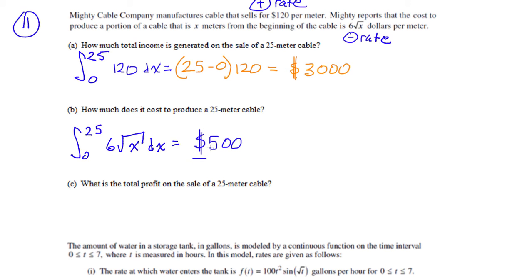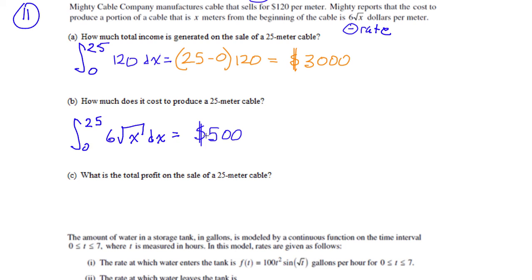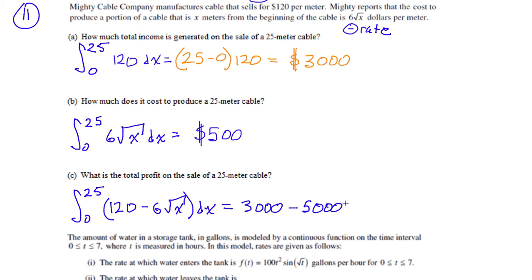$500. My units are the money symbol, right? And then the total profit is your positive rate minus your negative rate. So it's $3,000 minus your $500. The formal way of saying that in terms of your integral is the integral from 0 to 25 of your positive rate, 120 (making $3,000), minus the negative rate, 6 square root of x, all that dx. That's the same thing as just taking 3,000 and subtracting 500, and I think we can all do that in our head. That's $2,500. Let's go ahead and move you over here.